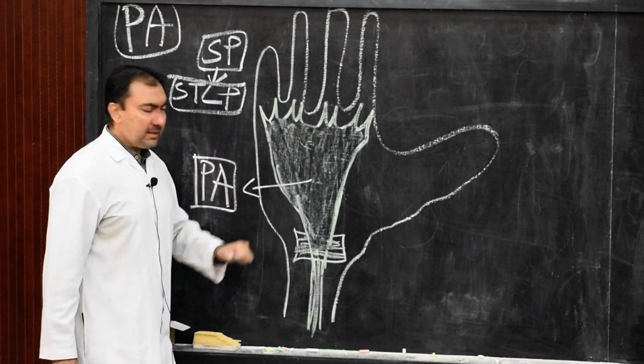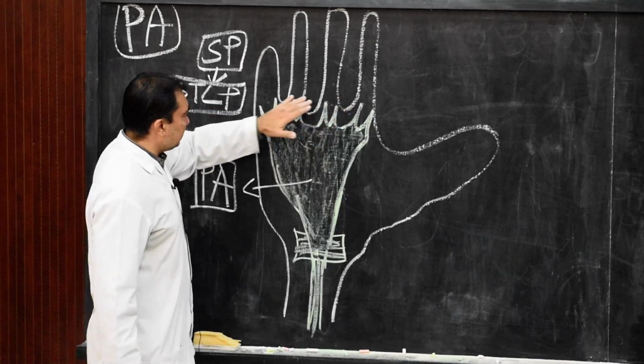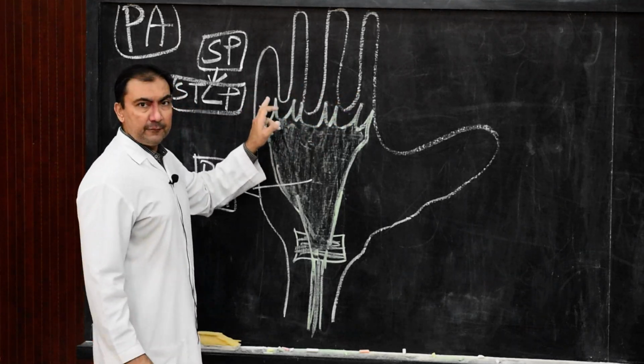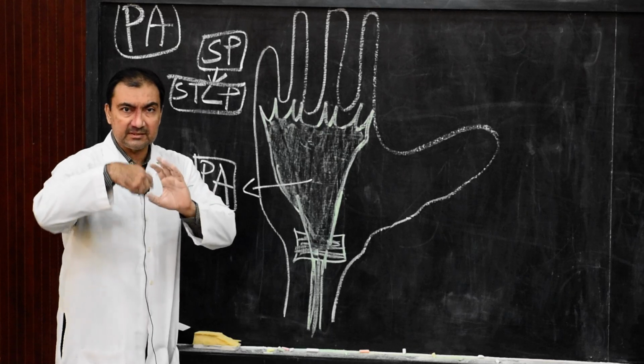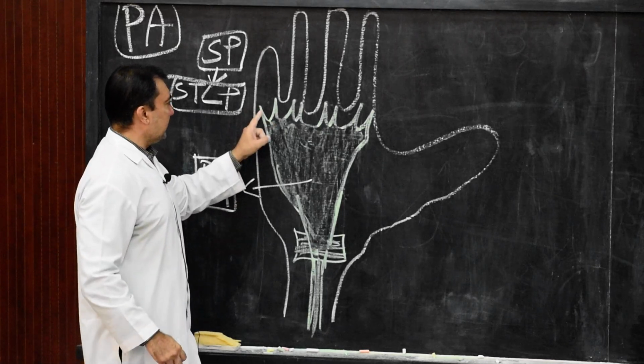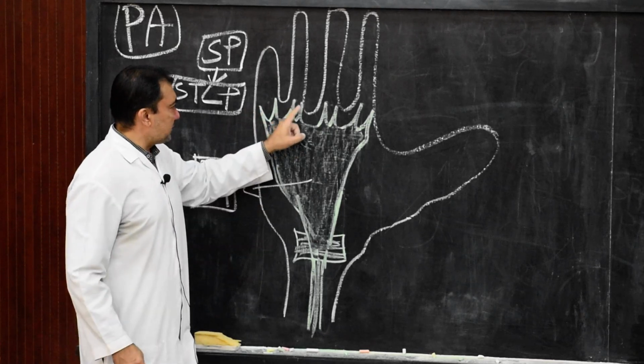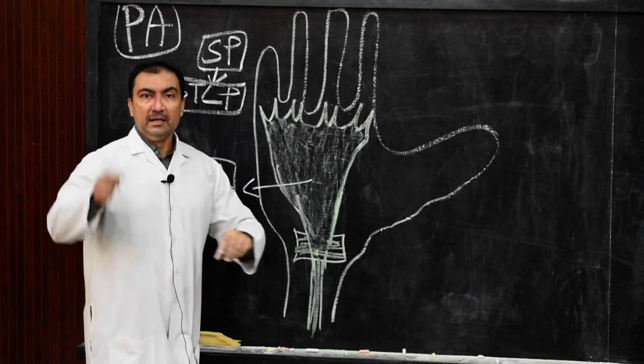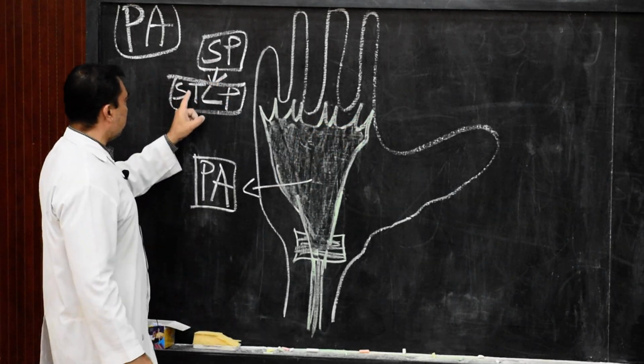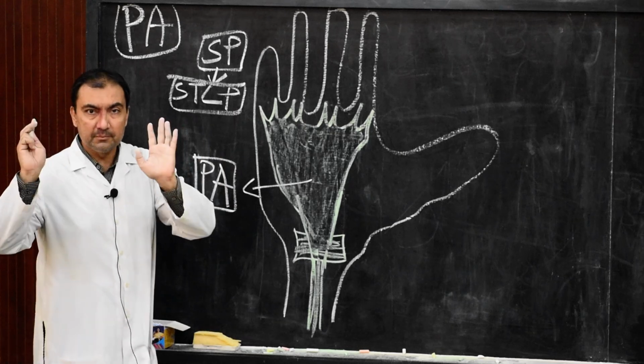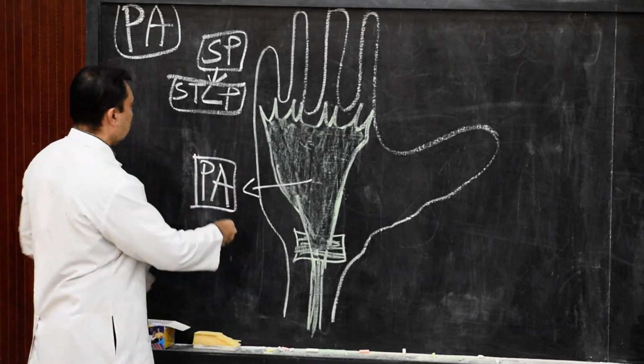Remember, distally, for each and every digit, index, middle, ring and little finger, the palmar aponeurosis is splitting into two parts. One is superficial, one is deep. Superficial, deep, superficial, deep, superficial, deep. The superficial part will be attached to superficial transverse ligament of palm. That is it. Deep part, what will happen to the deep part?